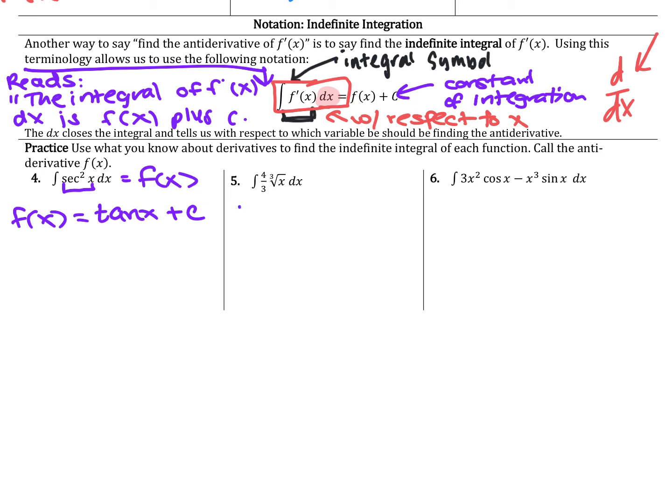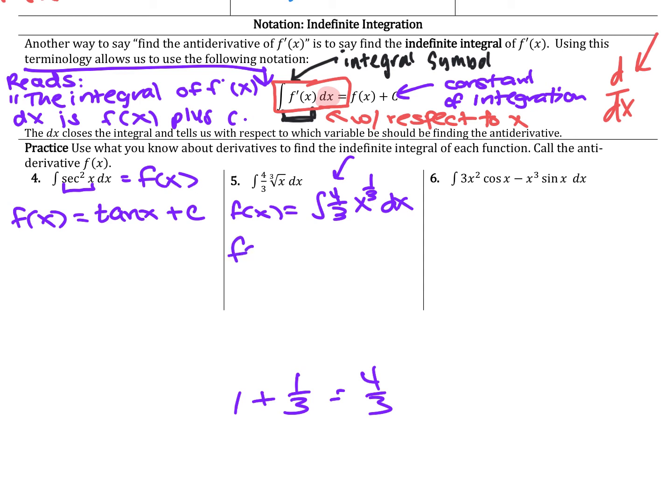Number 5, I'm actually going to start by rewriting this with rational exponents. This is 4/3 times x to the power of 1/3 dx. And now remember, the exponent would be increased by 1 before we took the derivative. So if I add 1 to 1/3 that was already there, I would get 4/3, which makes sense. That's the scalar, that's the number that's being multiplied in front here. So if I just rewrote this as x to the 4/3 power, and I took the derivative, it would become 4/3 x to the 1/3 power, which is what we need. And then we need to make sure we don't forget our plus c.